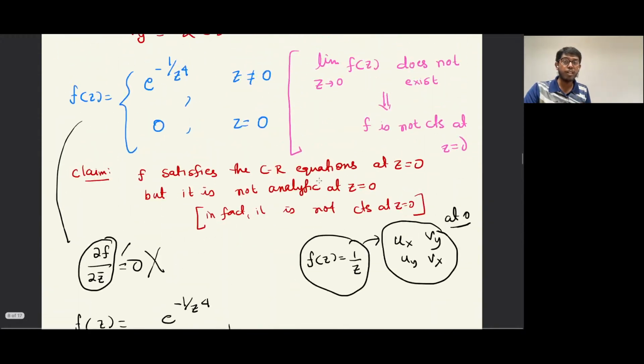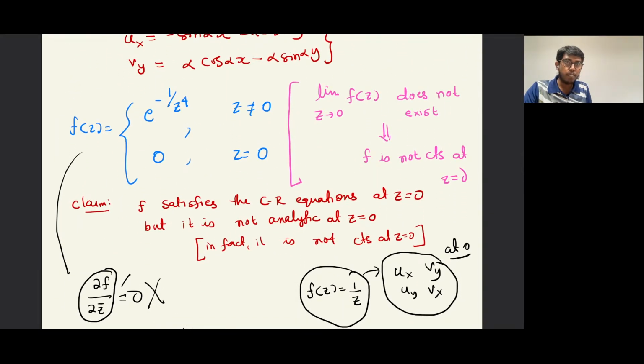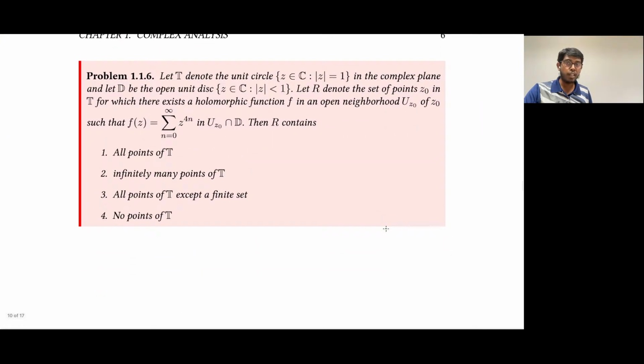So this is a very nice example of a function which satisfies CR equations but is not even continuous, and hence of course not analytic. Is this clear to everyone? Of course we know that if a function satisfies the CR equations it may not be analytic, but here it's even weaker: it says that a function satisfying the CR equations may not even be continuous. Okay, thank you. So let's proceed to the next problem.